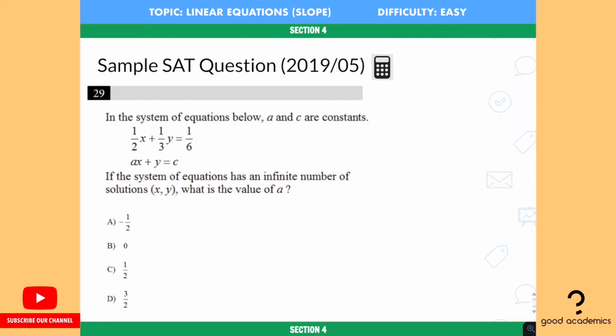In this question, you will see a system of equations, and it asks: if the system of equations has an infinite number of solutions, x comma y, what is the value of a? The main focus here is, do you know how to interpret the phrase "an infinite number of solutions"?